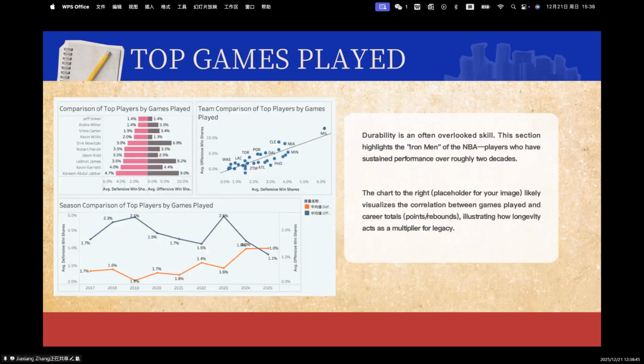Beyond peak performance, we also examine longevity, measured by games played over the career. Only a small number of players exceed 1,000 career games. These players are not necessarily the most dominant in any single season, but they maintain above-average efficiency over long periods. Longevity acts as a multiplier, transforming consistent performance into exceptional cumulative value.